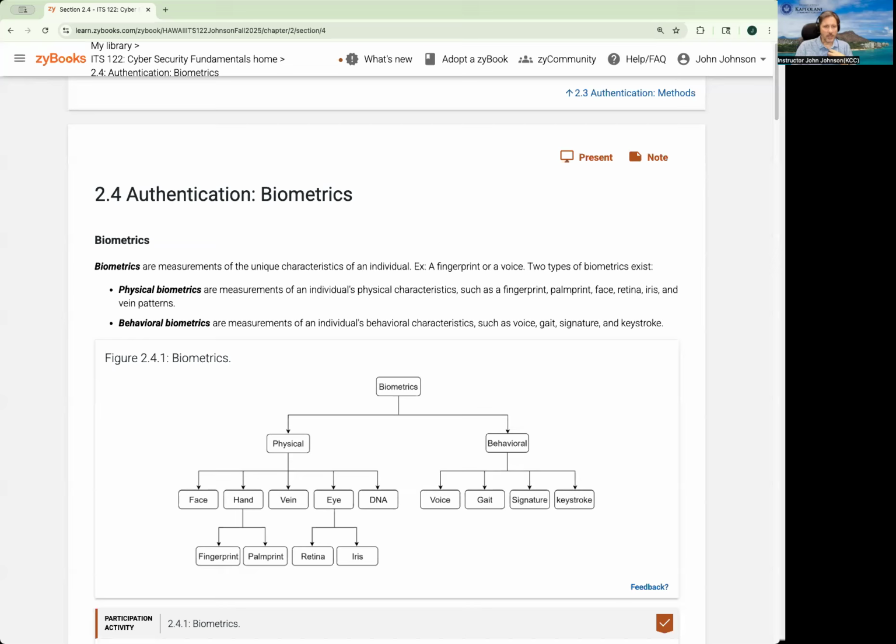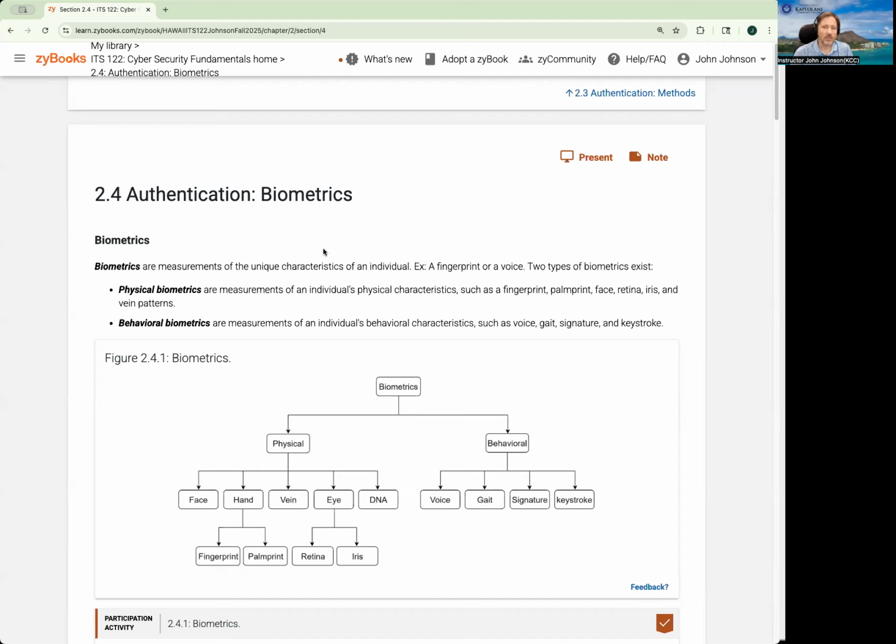So we're going to open up our textbooks here, and we're looking at section 2.4, authentication biometrics. Biometrics are the measurements of the unique characteristics of an individual. Examples of that are fingerprints and voices. And there's two different types of these biometrics that exist. One is physical and the other is behavioral.